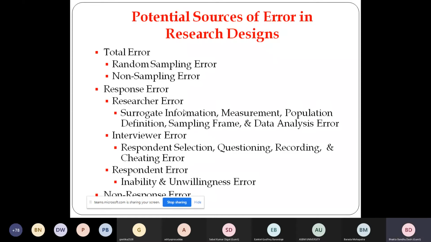Before I start with the different types of research designs, I just want to tell you that there are basic problems with the research design. Those are basically the errors. You commit a lot of errors in your research design. If your design fault is there, then ultimately that cannot provide righteous information to your research. Like the total error, which includes random sampling and non-sampling errors, whenever you are collecting information.